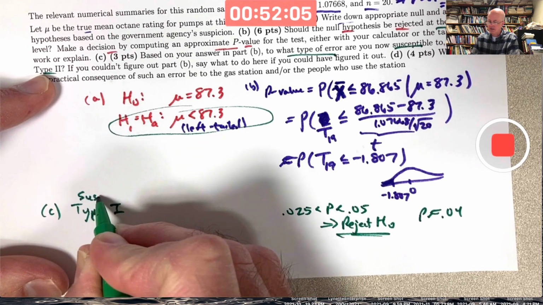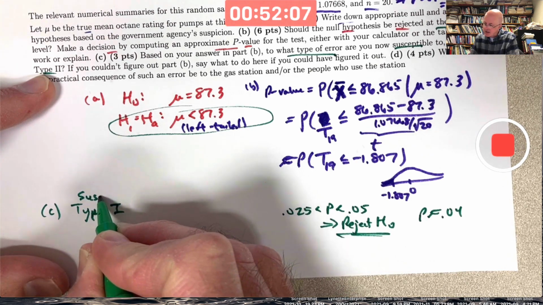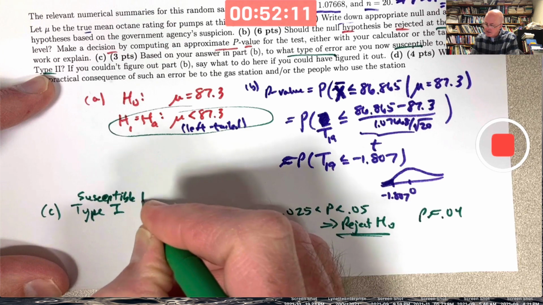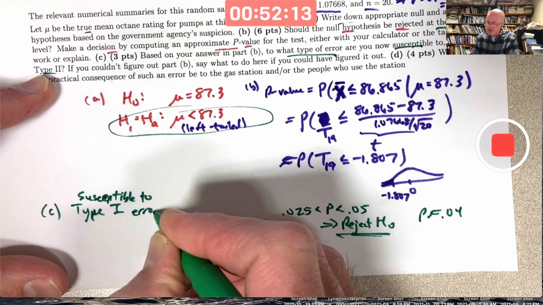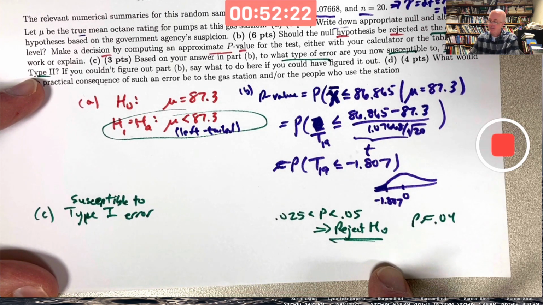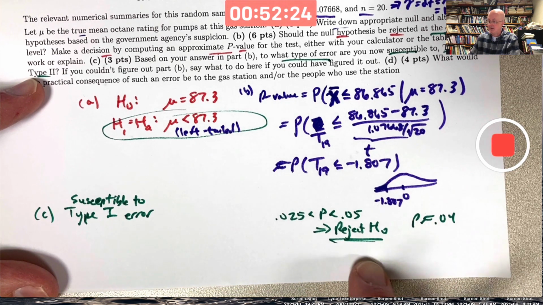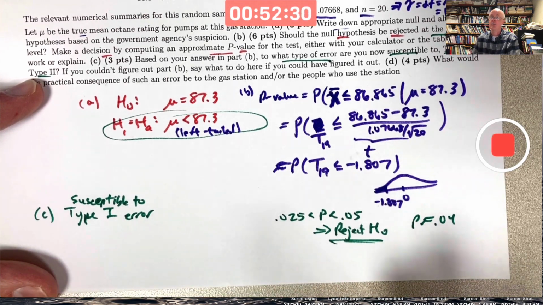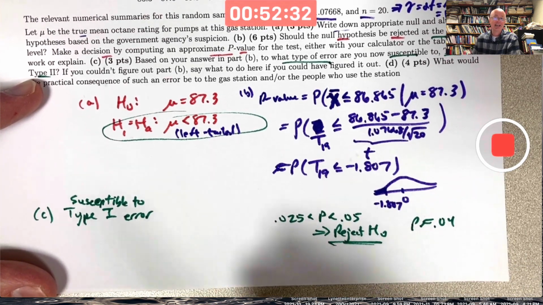Susceptible to. How do you spell susceptible? It's an E there. To a type 1 error. Reject the null when it's true. If the decision had been failed to reject the null, or accept the null, then we're susceptible to a type 2 error. That's like in a courtroom where you failed to convict a guilty person.